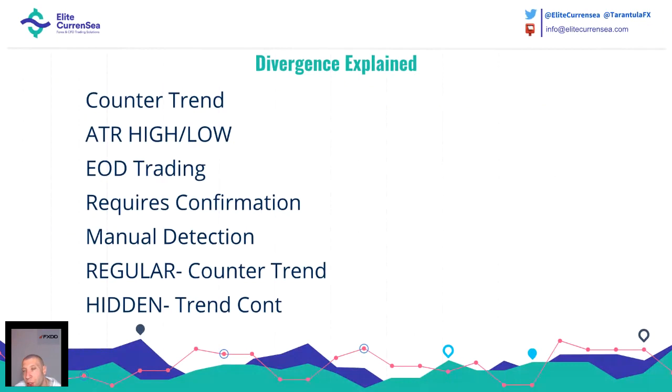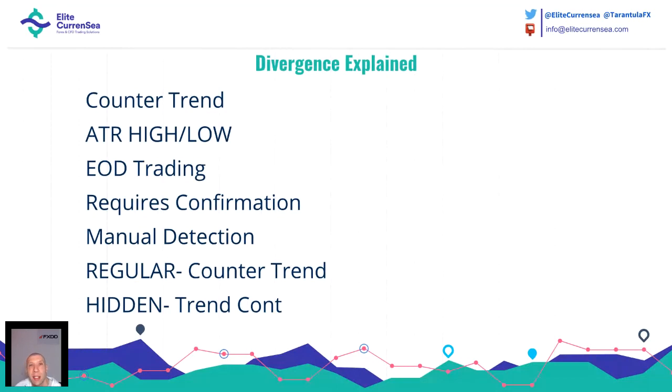Also, when divergence is coupled with ATR high and low, the chance to have a winning trade raises by approximately 10% per my overview of divergence and the ATR. So for me, counter trend trades are always best used with the ATR and with the divergence.